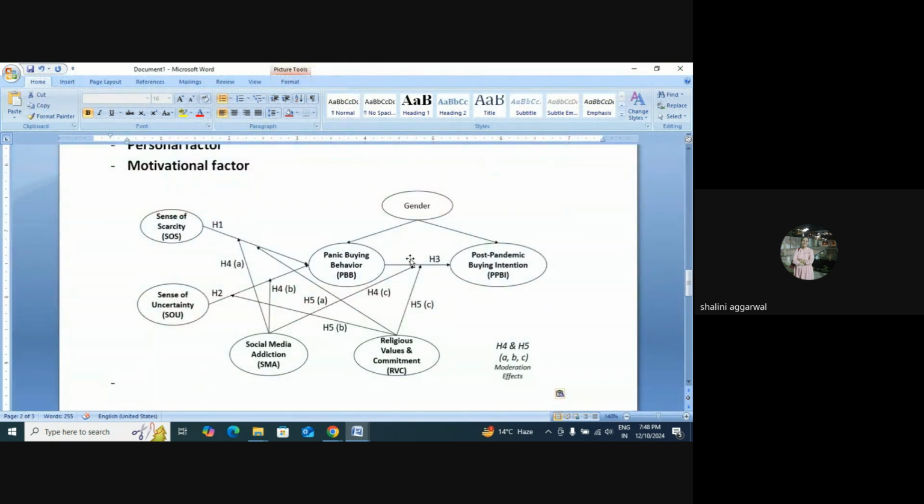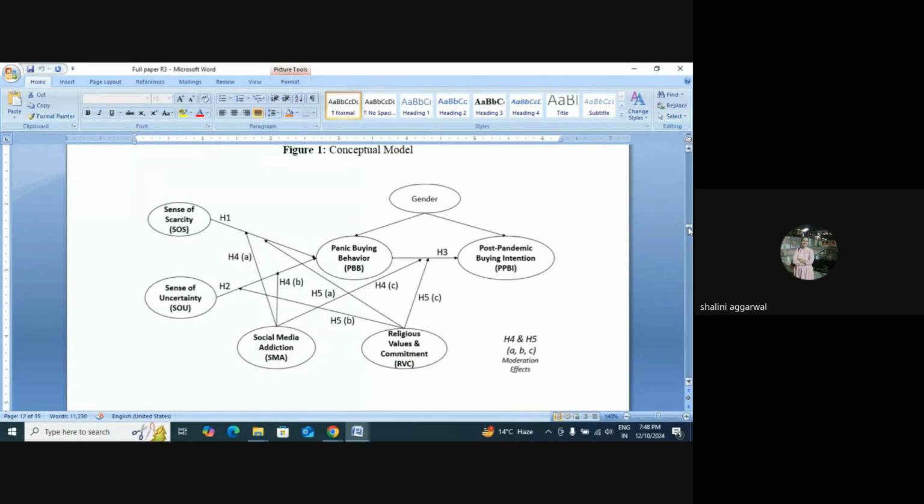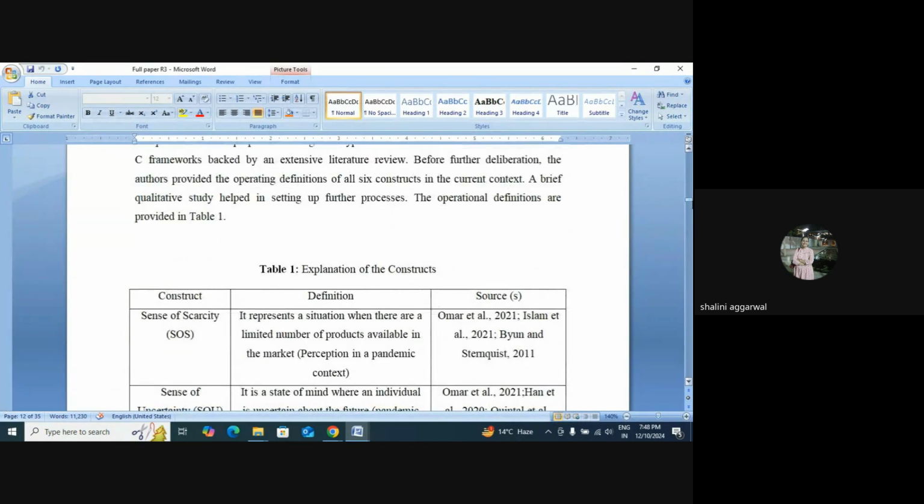Okay, now you can see here, how do we write? Let's say this is a model. So how do we write the review of literature for this now? These are the variables over here. Can you see? Sense of scarcity, sense of uncertainty, social media addiction, religious value, panic buying behavior post-pandemic. So how do we write the review of literature for it? Let me take you to the review of literature part of this.